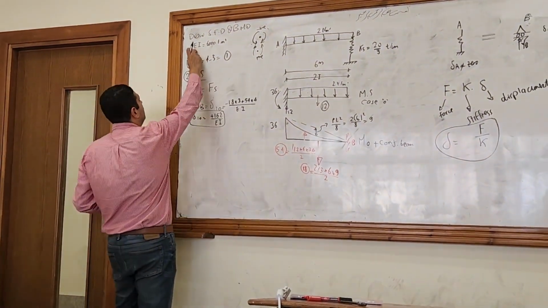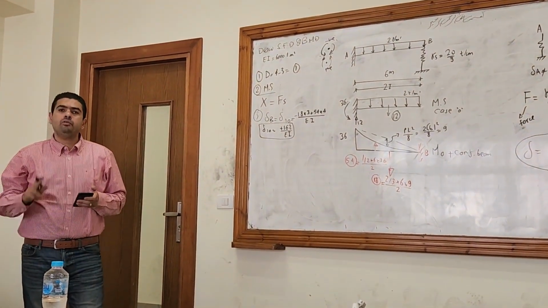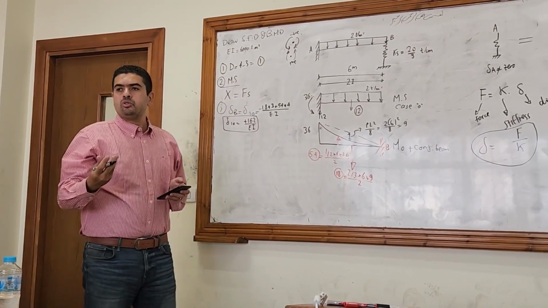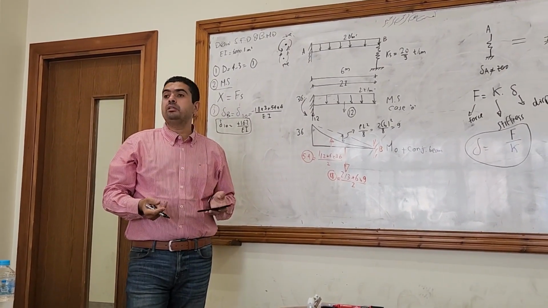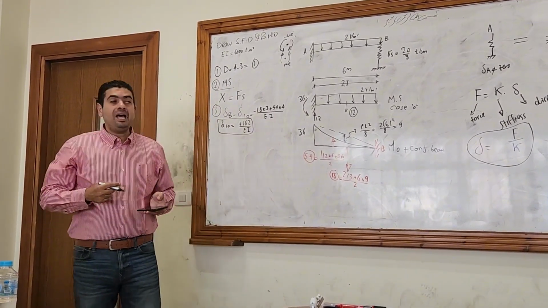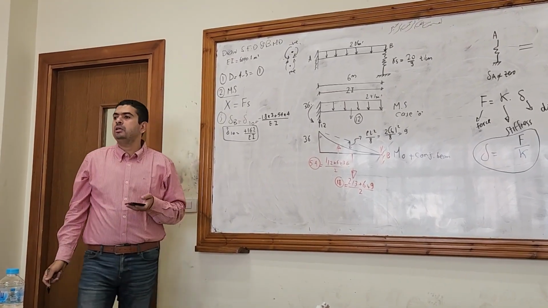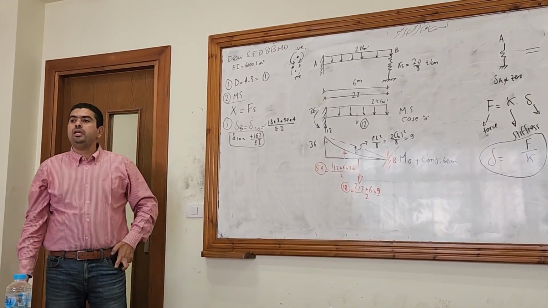Here, he gave me the value of EI. Last lecture, for the 2 examples we solved, the value of EI was not given. Why was the value of EI not given in the last 2 examples, and in this example, he gave me the value of EI? Anyone knows why?